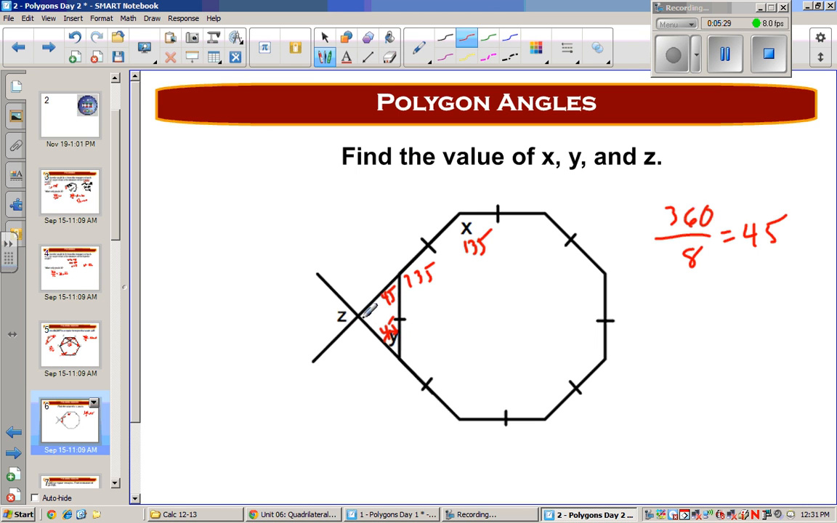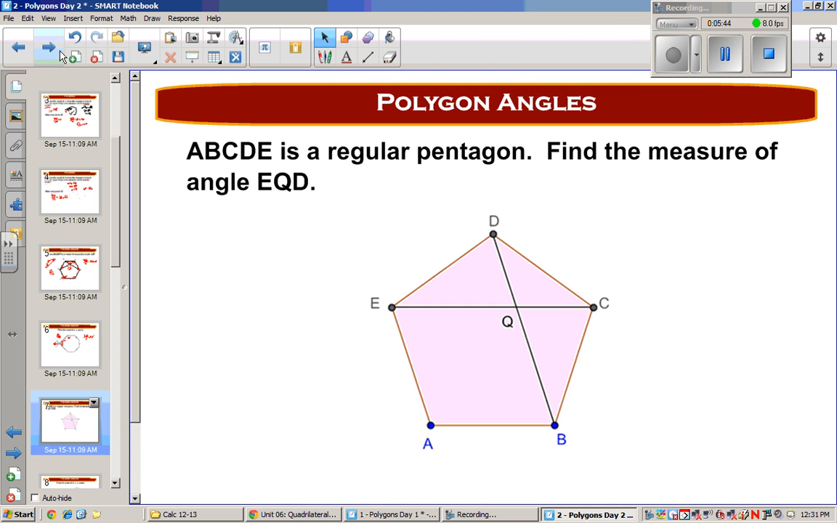Now, if I want to find this angle, this is a triangle. 45 plus 45 is 90. 180 minus 90 is going to be 90. So if this is 90, z is also going to be 90 degrees. All right, we'll just keep this going.